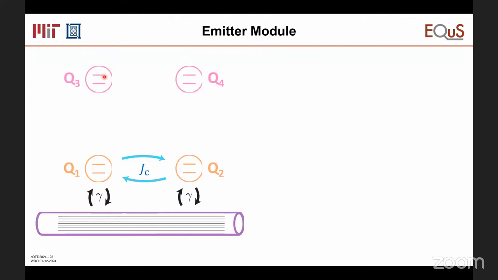So we add two more qubits, three and four. And this is where we can create the entangled state. We can take as much time as we want to do it. We do that by coupling them together, creating the entangled state. And then we use couplers to shift that entangled state from qubits three and four down to qubits one and two, where they quickly emit to the waveguide.